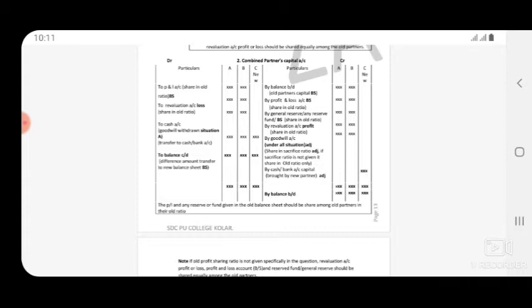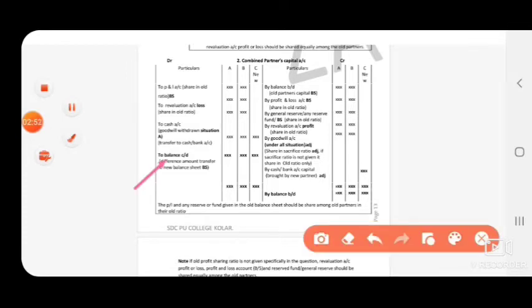Next, on the debit side, if you get a profit and loss amount on the asset side in the balance sheet, that is a loss, so here we have to record it on the debit side. And the revaluation account loss, if we get it, we have to record on the debit side. If cash is withdrawn by the old partner, as per situation A, we have to record it on the debit side. And finally, the balance is transferred to the balance sheet along with the new partner. So these will be the capitals of A, B, and C, the new partner. This balance is transferred to the balance sheet liability side.